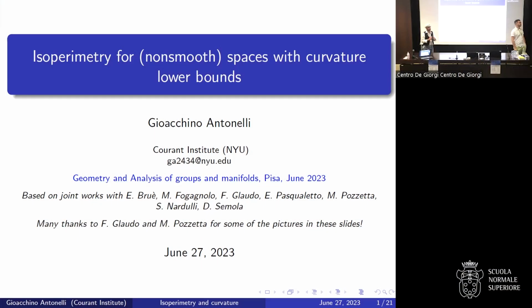Welcome back, everyone. So the next speaker is another grandchild of Bruce Kleiner. It's my pleasure to introduce Gioacchino Antonelli. He's going to talk about isoperimetry for non-smooth spaces with curvature lower bounds.